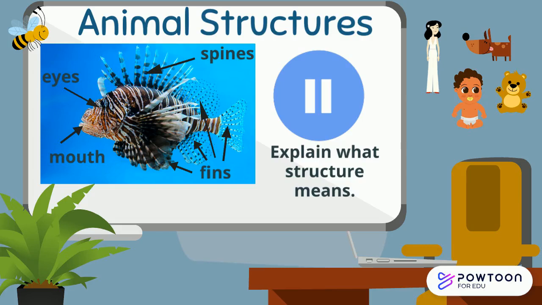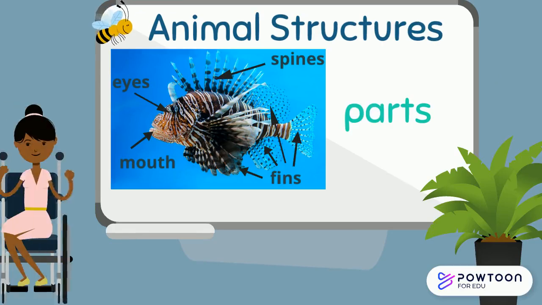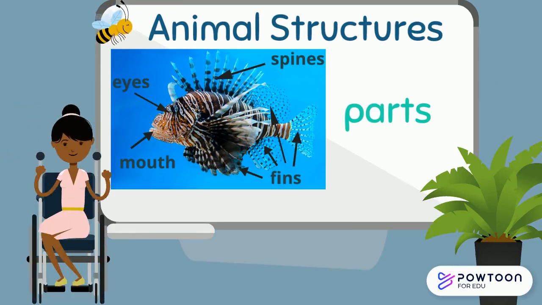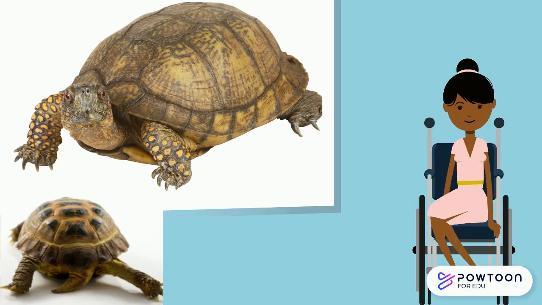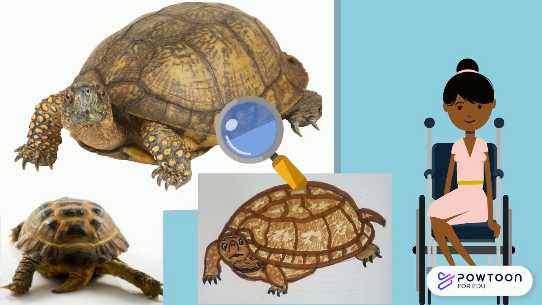How did you do? Were you able to explain that animal structures are their different parts? That's great! Now let's think about another animal. Here's a photo of a tortoise and a drawing that I made by observing the photo. When I observe something, I'm looking for all the details that I can find, just like a scientist would.